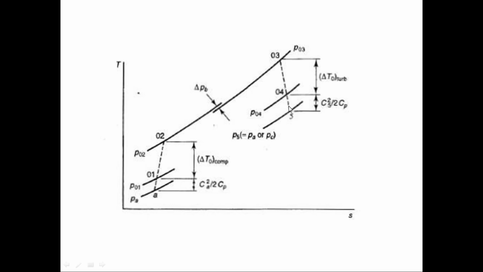Okay, so the nozzle is going to expand the flow up to a pressure P5, which is equal to P ambient. CA square by 2 CP is going to represent the dynamic component. Similarly, C5 square by 2 CP is the dynamic component. This is the temperature rise from state 01 to 02 in the compressor, and this is the temperature drop delta T in the turbine. Okay, so we are required to find the specific thrust and the specific fuel consumption for this turbojet engine.